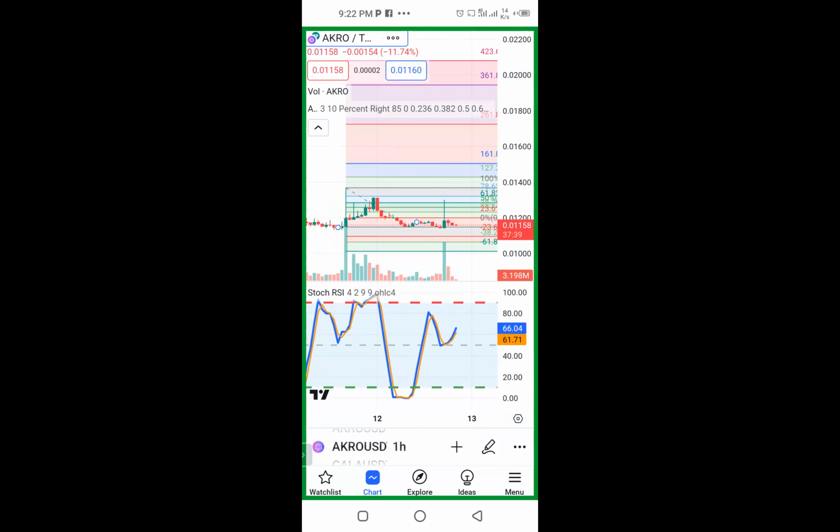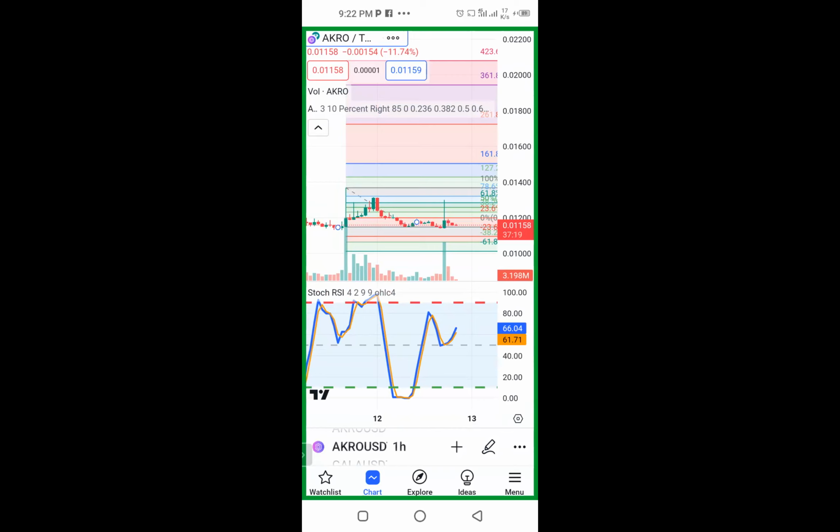So can you see the pump that happened earlier today? Okay. That pump gave me a gas fee of $3. Wow. I was surprised to see that movement.